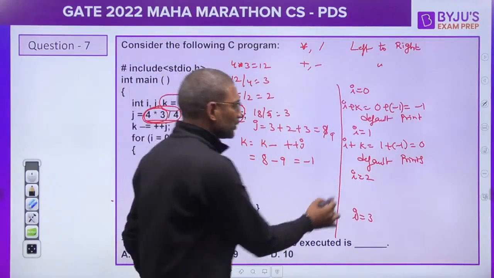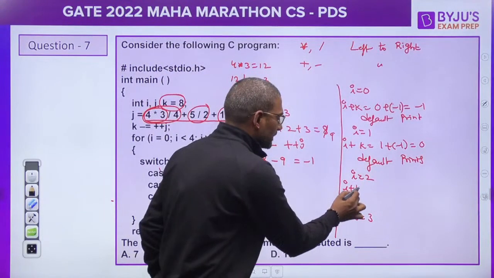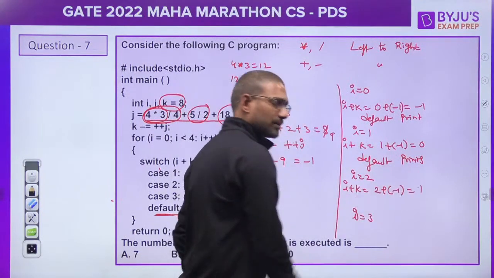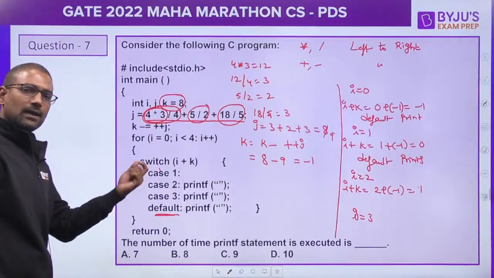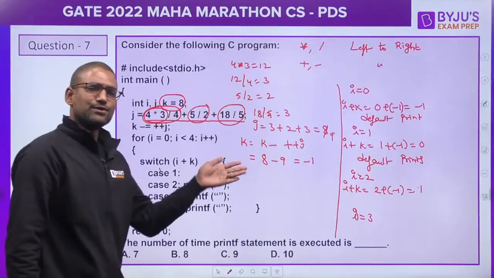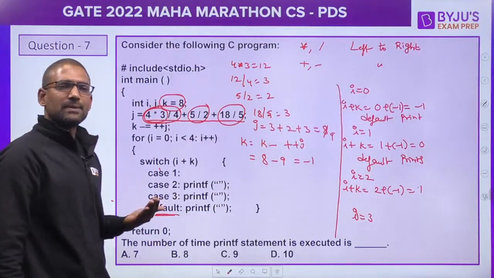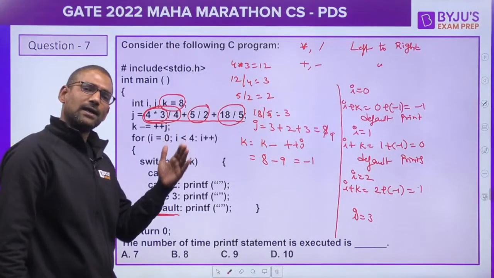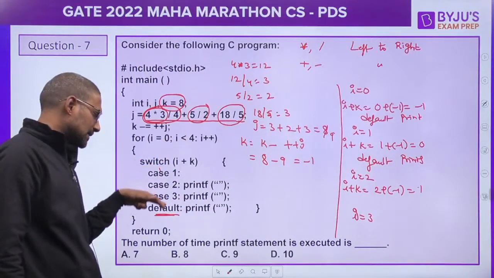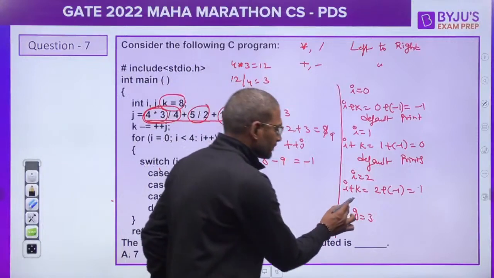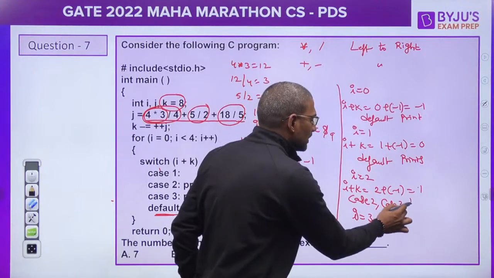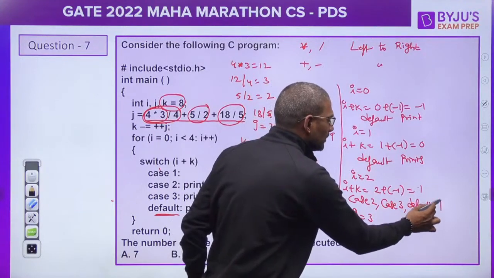Then I equals to 2. I plus k would be 2 plus minus 1, that is 1. Do we have case 1? Of course, yes. So case 1 there is no statement. But as there is no break, all the statements execute until the end or until a break. We don't have any break, so case 2 print, case 3 print, default also print. So case 2, case 3, default, all will print.